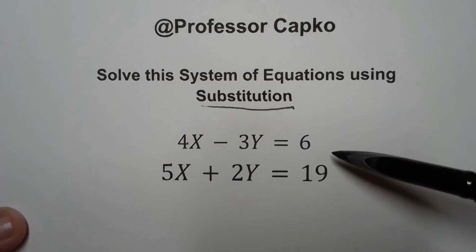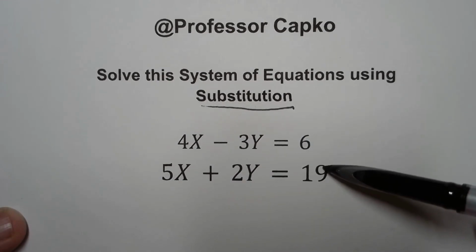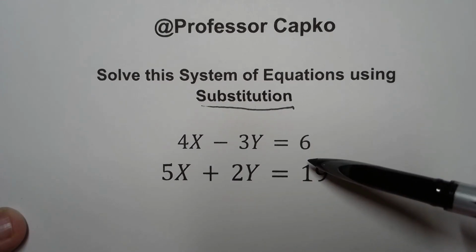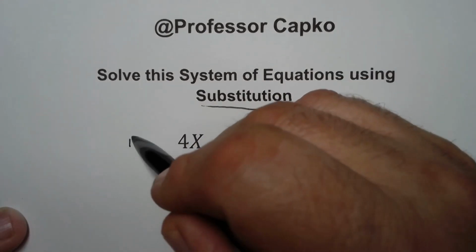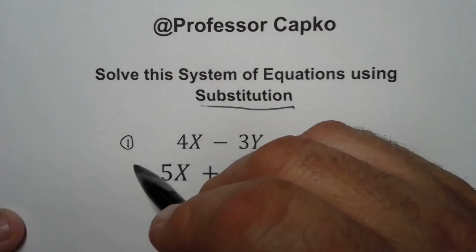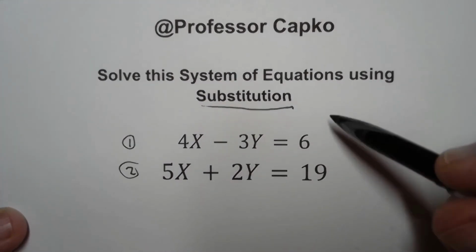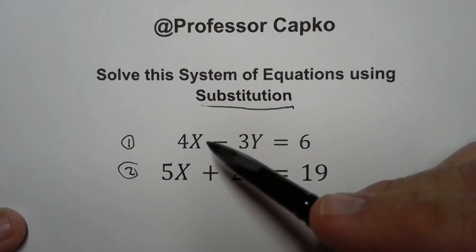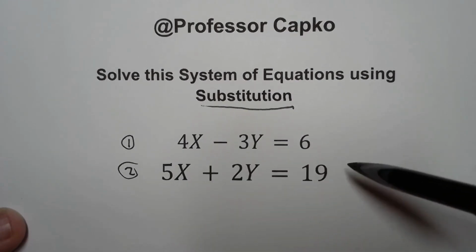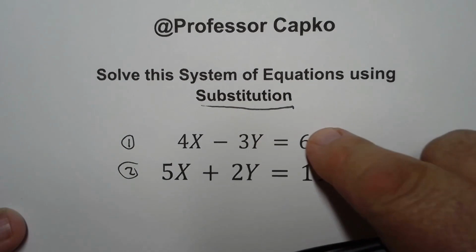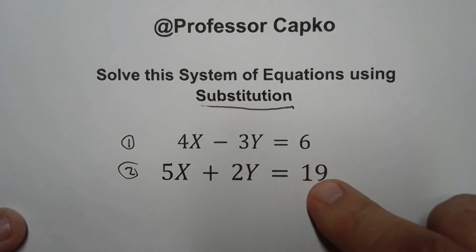All right, this is a system of equations. All a system of equations means is that there is more than one equation and they work together as a system. So we've got equation number 1 here and equation number 2 here. You don't have to number them. I'm just doing this to separate them so you can see this is an equation and this is an equation.